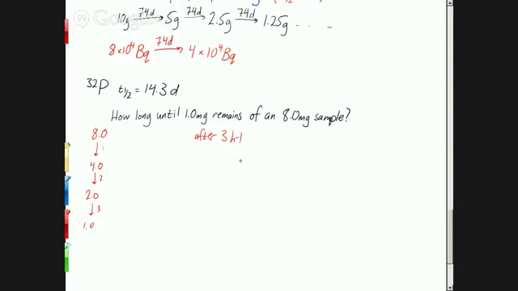after 3 half-lives. So then we say, okay, well, how long is each half-life? 14.3 days. 3 of those, 14.3 times 3, I was going to go 42.9. 42.9 days. So after 42.9 days, 1 milligram will remain of an 8 milligram sample of phosphorus 32.